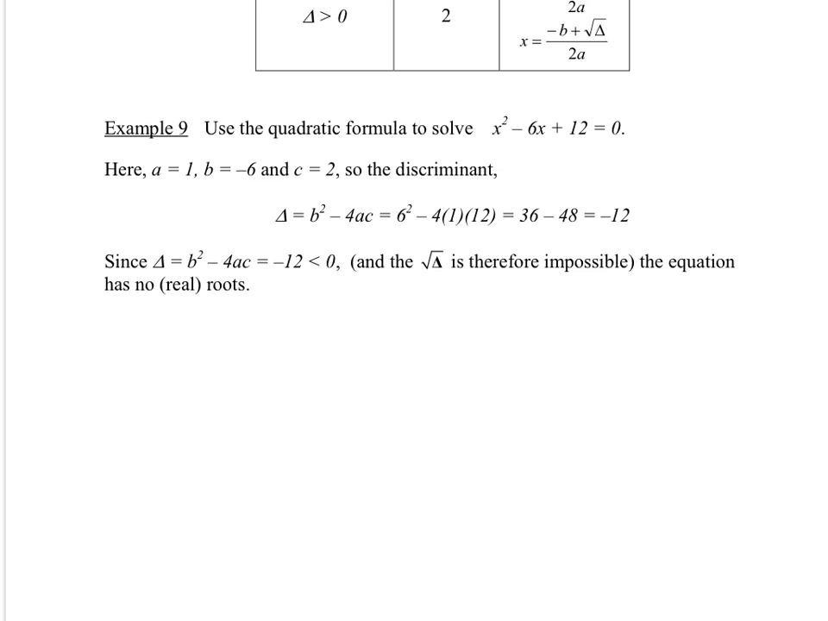And then since negative 12 is less than 0, it's a negative number, we can't do the square root of a negative. So the equation doesn't have any real solutions. No real solutions, but in a future section of the course we will see that there are things called imaginary or complex numbers, and there are solutions if we include those imaginary or complex numbers. But for now, we just say there are no real roots if the discriminant is negative.